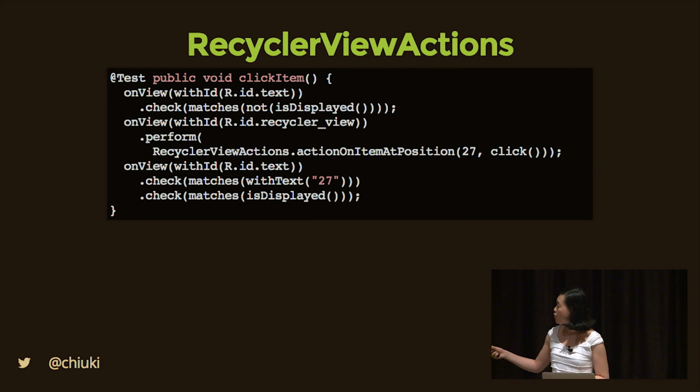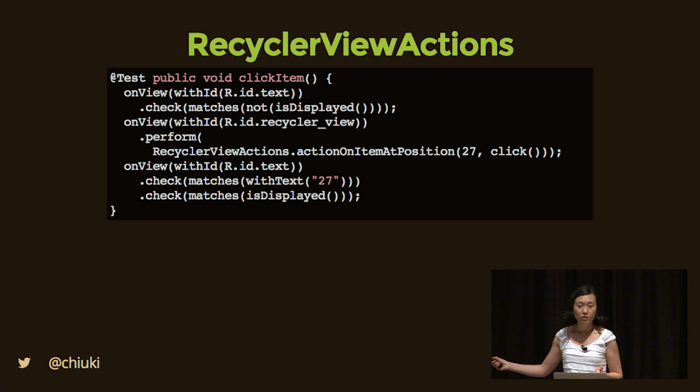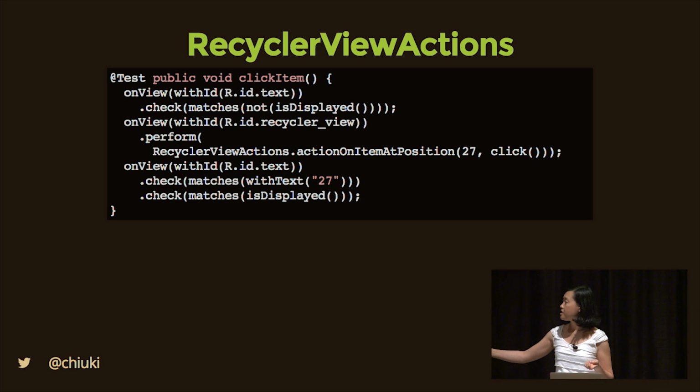So let's go through an example. Here is the same test, functionally, right? We verify that the footer is not displayed, and then we are going to click on the item and then verify that it's displayed. However, the meat of it is completely different. We start with onView with ID RecyclerView to find the parent, and then we go ahead and perform this really, really long function, which is available to you in Espresso. In RecyclerViewActions, you can use these to pinpoint items. In our case, we are calling the one at position. So we say, at position 27, click on it. So that's already different, right?